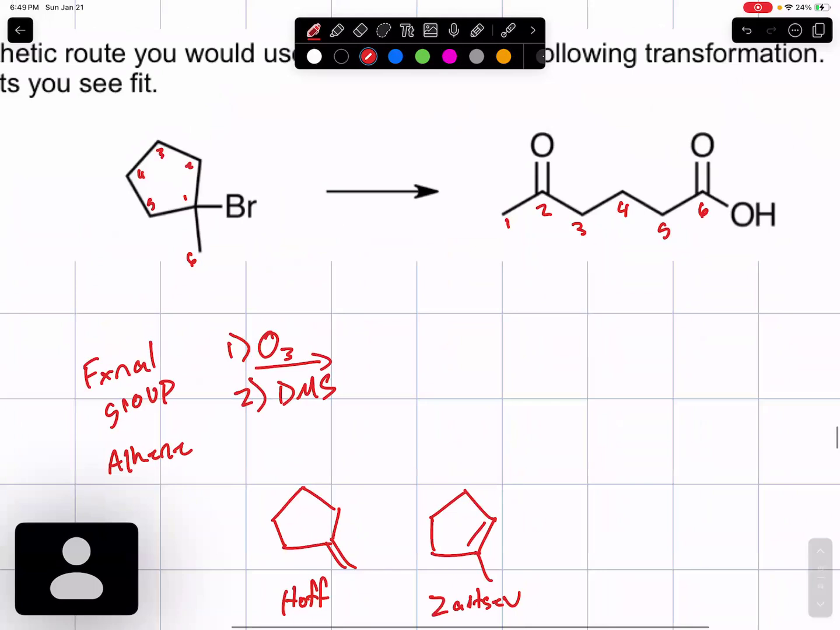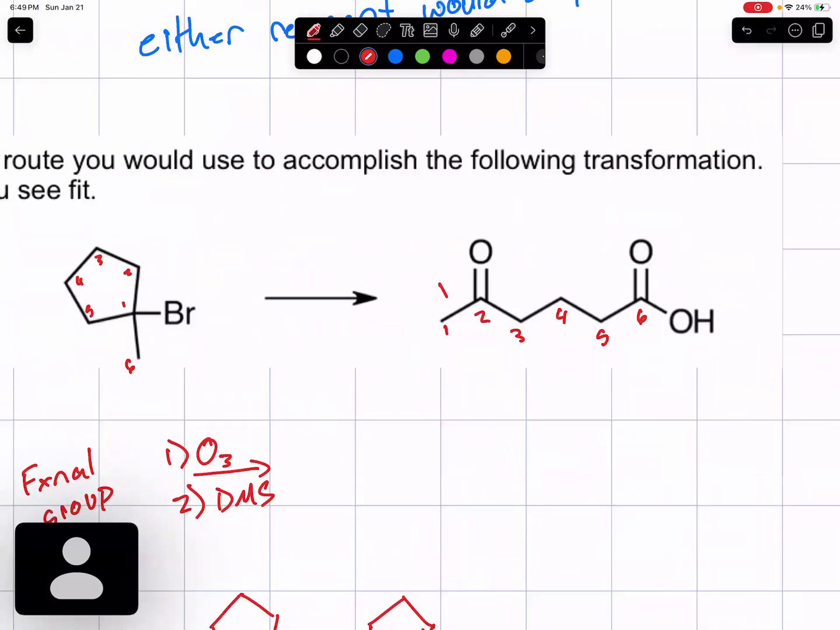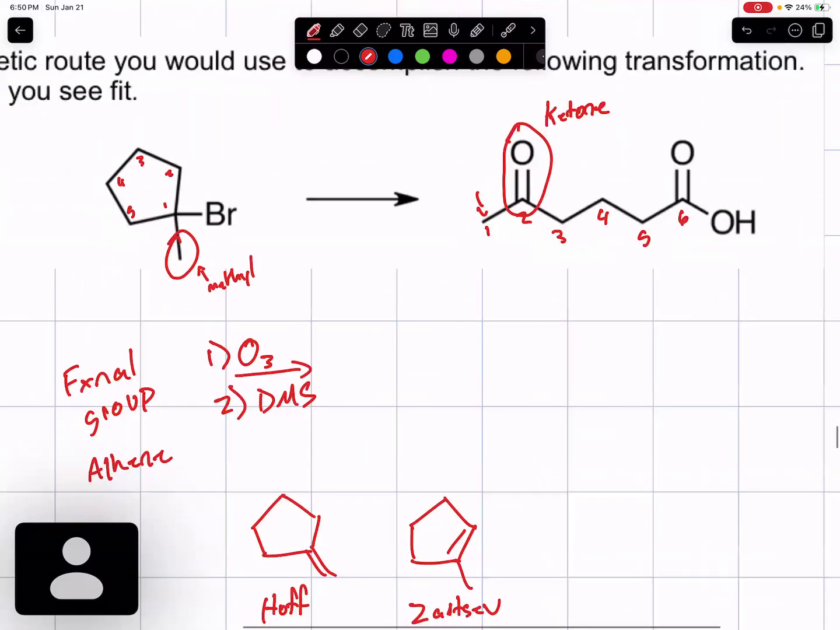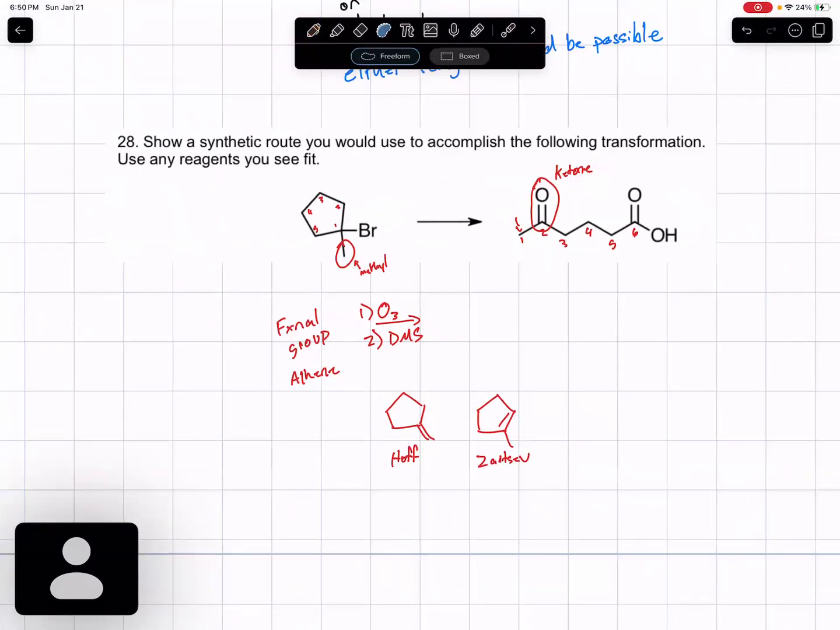And you'll notice we need the Zaitsev alkene because we have a ketone. This methyl group 1 is this group over here. That's what that group represents. We formed a carbonyl, but it's a ketone. This is a ketone, right? And this carbon that I'm showing in 1 is this methyl group here. I don't know if you can see that. So here, let me make this a little bit clearer.